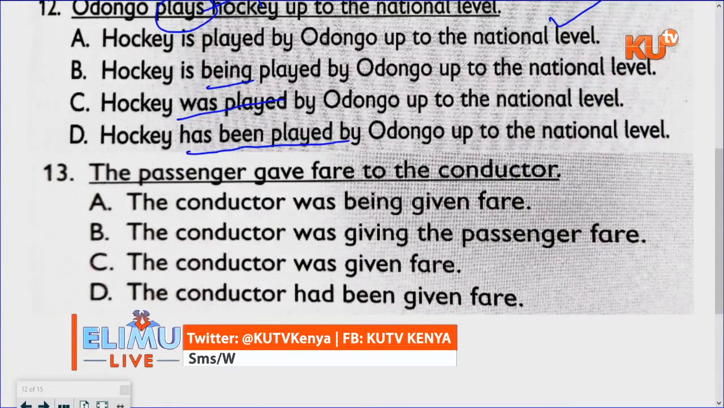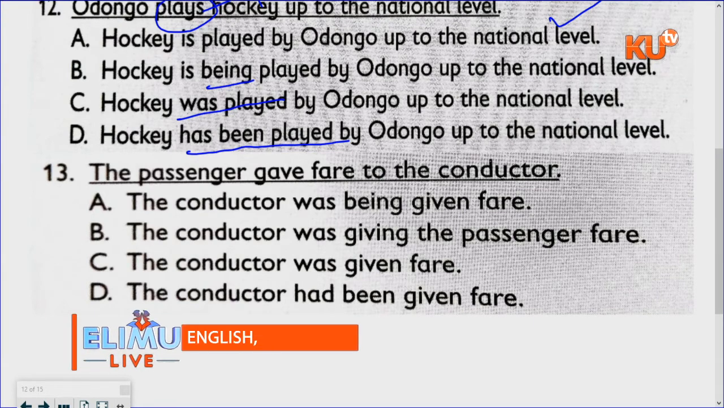The passenger gave fare to the conductor. Right? So it has to change. It is in active, it has to change to passive. So what do we identify first? The passenger there is our subject of the sentence.